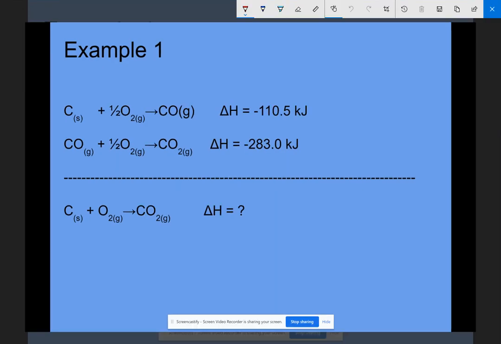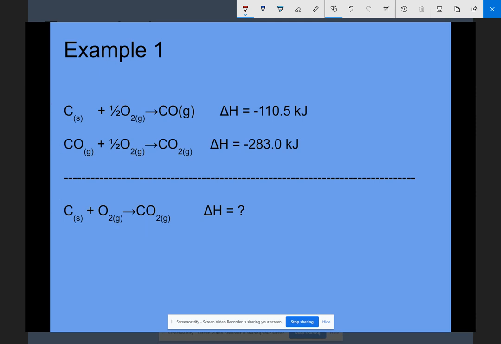So let's make sense of the notes. We call that flipping Hess's law. So when we look at example one, we notice we have two reactions listed and they combine to make the overall reaction down there. So carbon plus oxygen gas gives us CO2. So that overall reaction takes place in two steps.